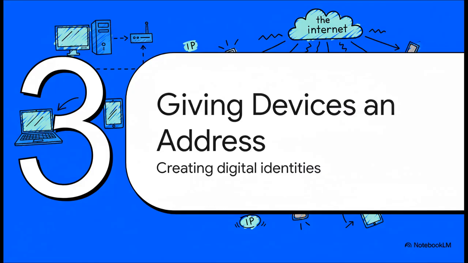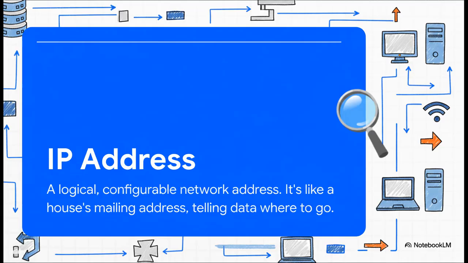Okay, so we've built the physical structure, right? The cables are plugged in, but right now these devices are basically strangers to each other. They're in the same room, but they don't know each other's names. Just like a house needs a mailing address, our laptops need network addresses to talk. The first and probably most famous type of address is the IP address. This is a logical address that we actually get to set up ourselves. It tells the network exactly where to send data, just like the Postal Service needs your street address to deliver a package.